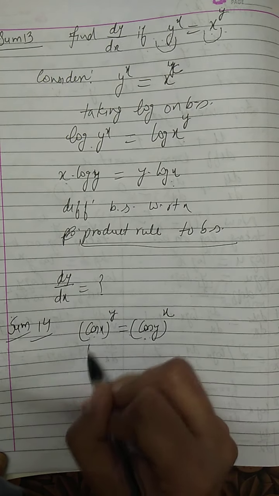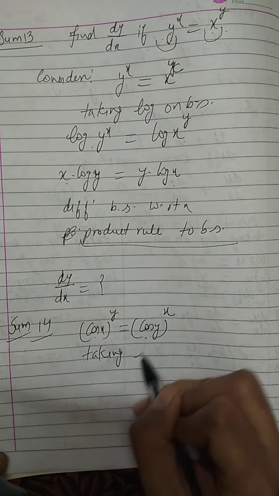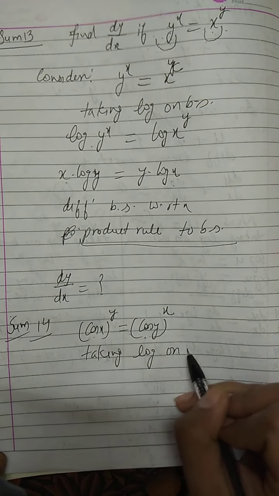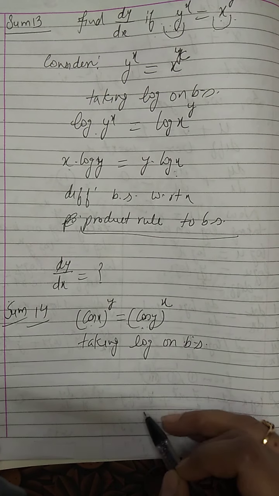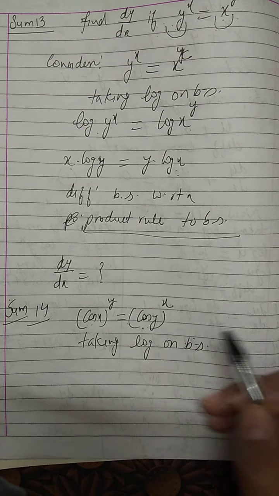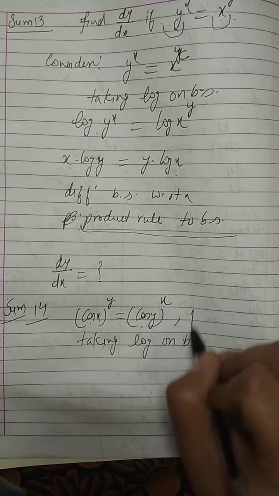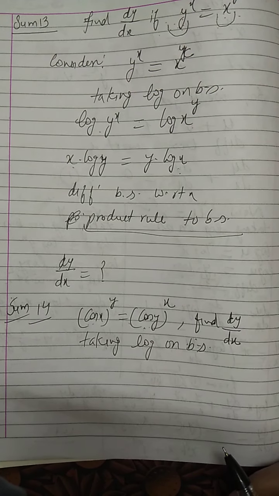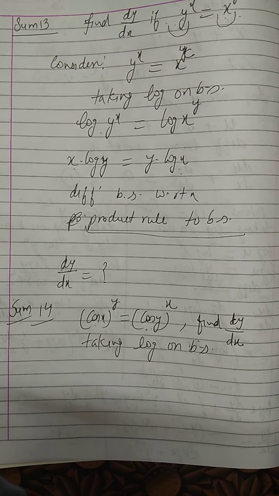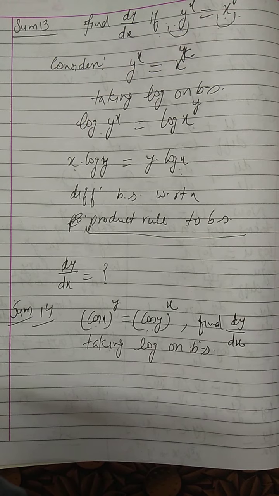It is similar sum. Variable power function, function power variable. So you will take log on both sides, right? Apply the same rule, log m raised to power n on both sides, then differentiate and find the value of dy by dx. Right, so these two sums I am giving for homework, so you people can complete it till sum number 14. Right, thank you students.